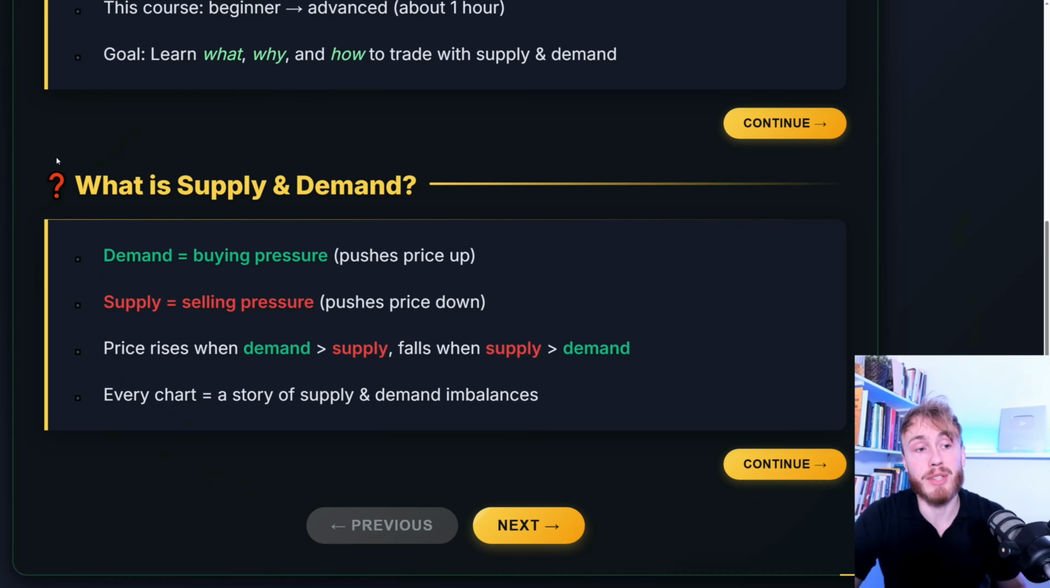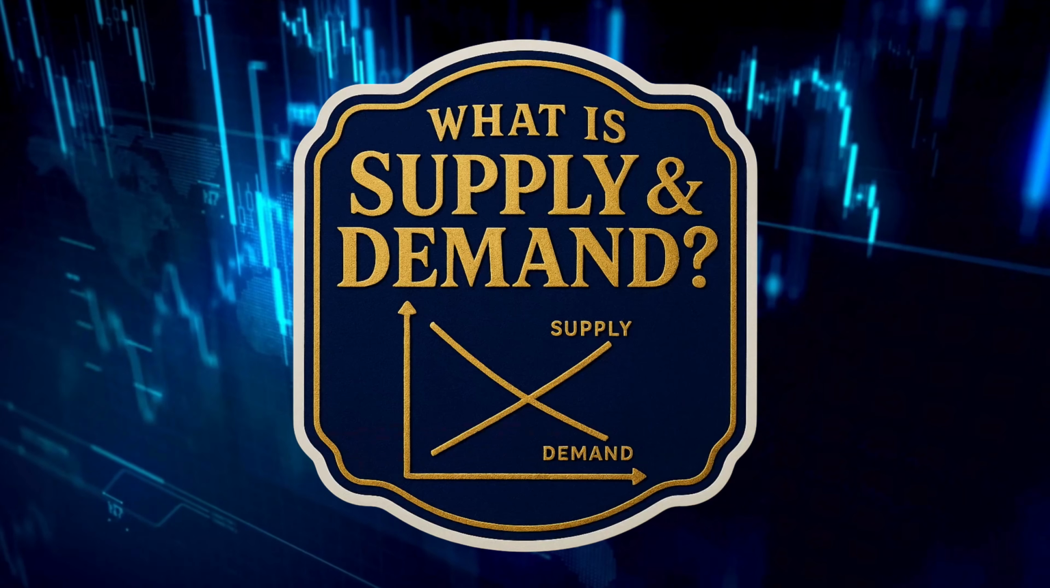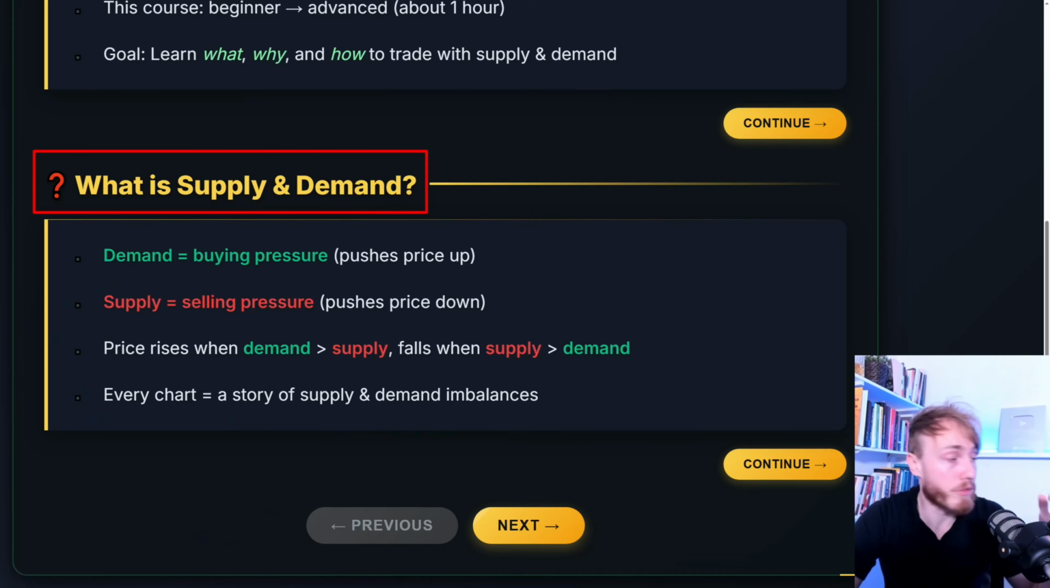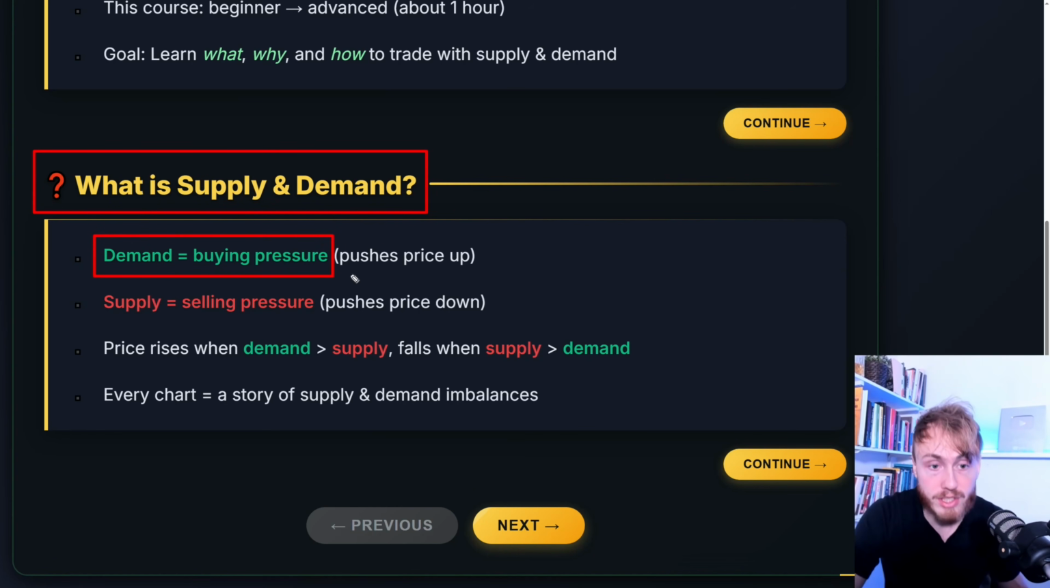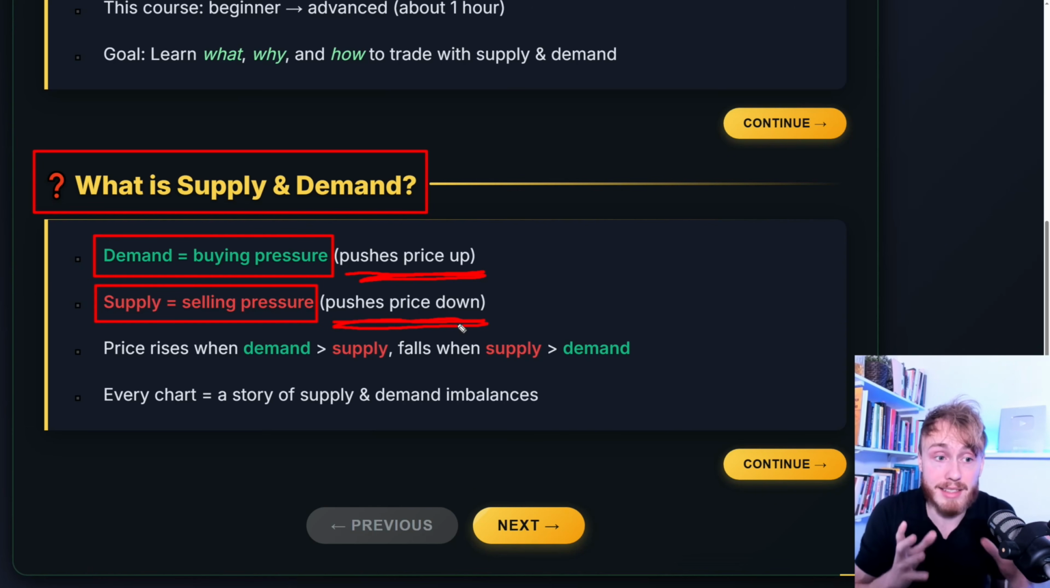But right, so now then, what is supply and demand? In order to trade supply and demand, we of course need to know what it is. Well, demand here is, in very simple terms, buying pressure. Demand is the force that pushes prices up. And the opposite is true for supply. Supply is selling pressure. It is the force that pushes prices down. And it really is this simple.